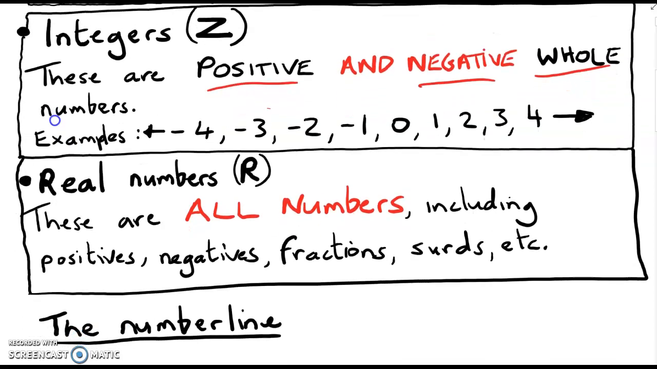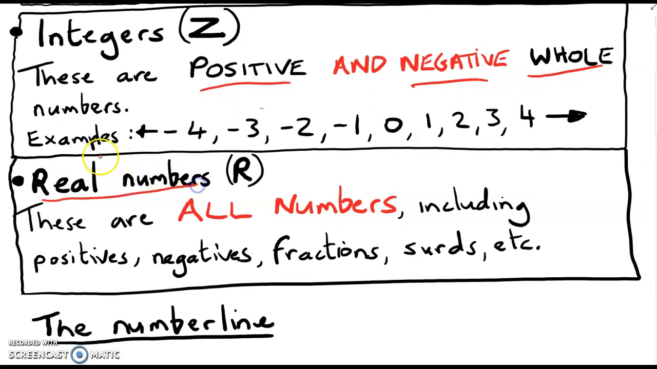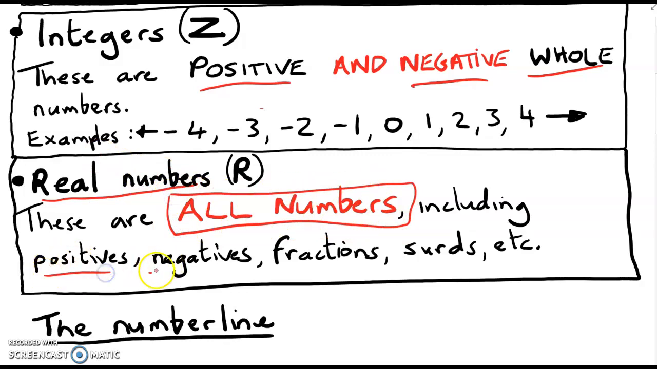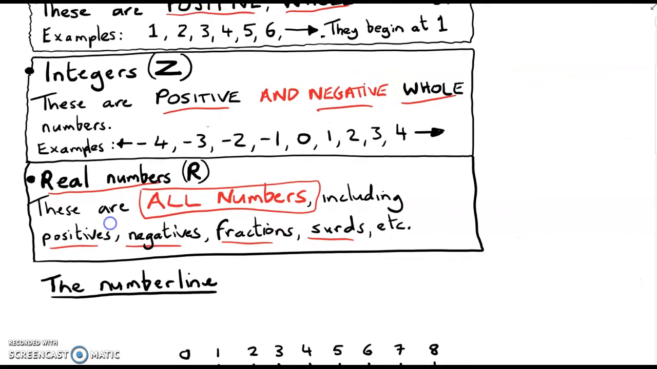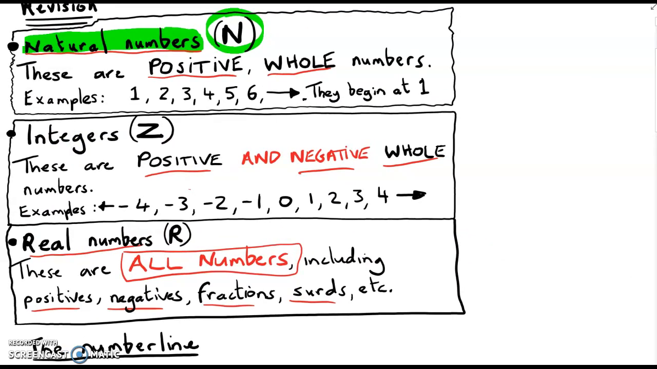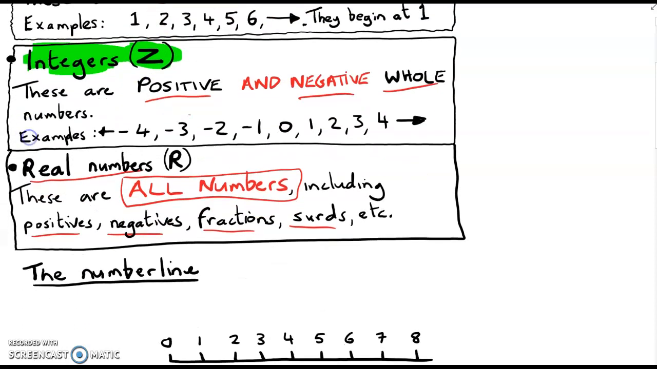And finally then, for this little lesson, we're going to look at real numbers. Real numbers are all numbers. Okay, so positives, negatives, fractions, surds, everything. All numbers, real numbers. Okay, so they include everything. So we've 3 different types of numbers there. We've got natural numbers, we've got integers, and we use the letter Z, by the way, to indicate if a number is an integer or not. And we have real numbers, and we use the letter R for real numbers.